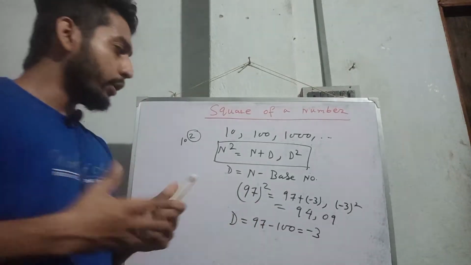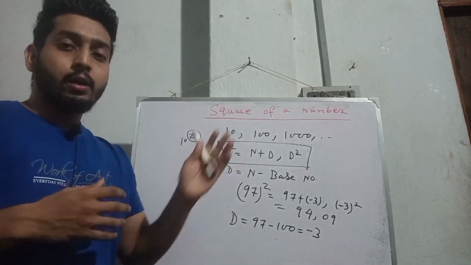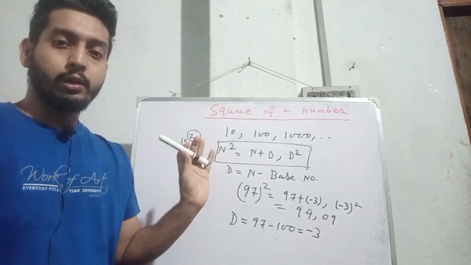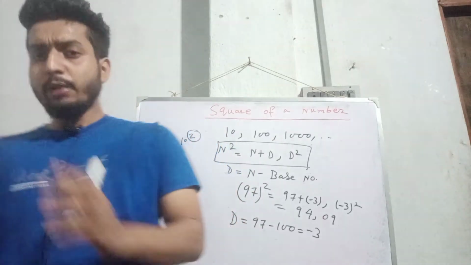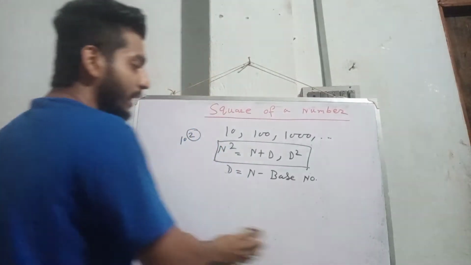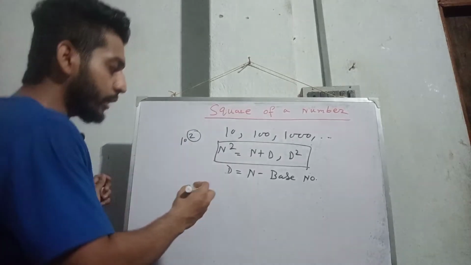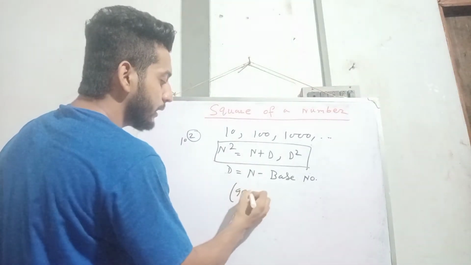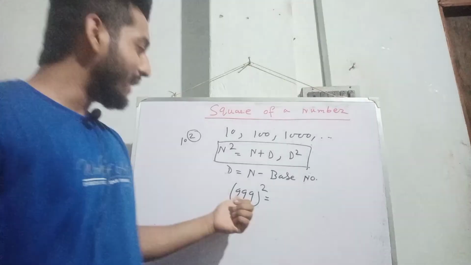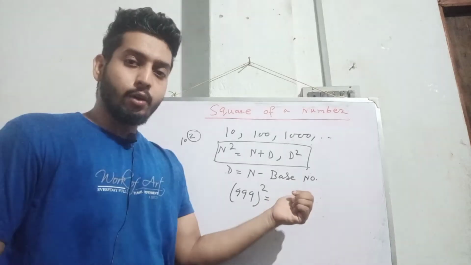So this is the way you can find the square of any number which is nearest to the base number. We can find the square of that number by using this formula only. Suppose I need to find the square of 999. So how can I find the square of 999? Here you can see 999 is closer to 1000, so the base number is 1000.